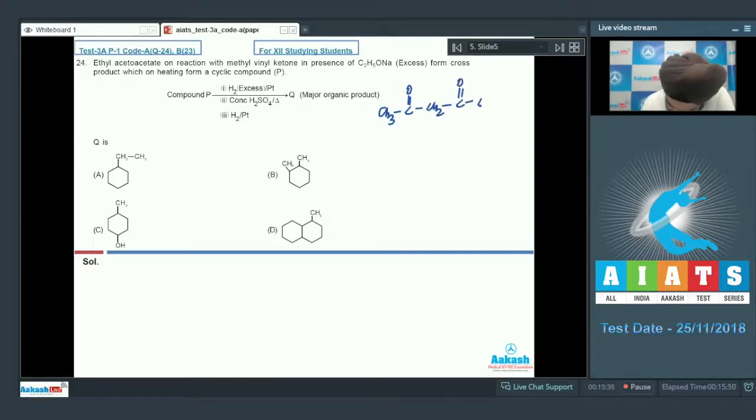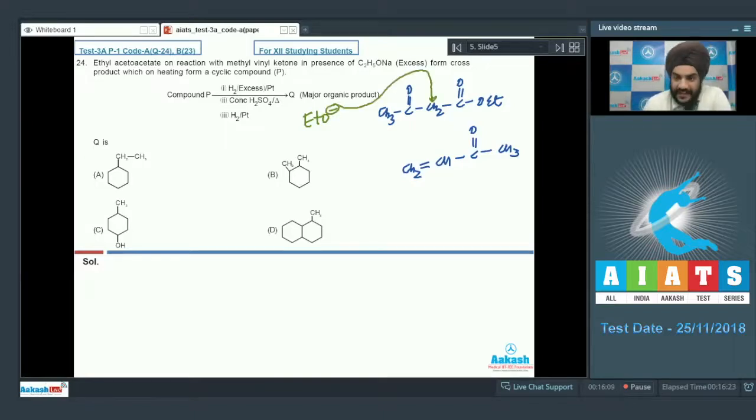ethyl acetoacetate has an active methylene group and we have a methyl vinyl ketone. And this is subjected to reaction with EtO minus. Students, the EtO minus is a strong base and it is going to extract the hydrogen present on the active methylene. So it is going to generate a carbanion. That carbanion is resonance stabilized by two carbonyl groups. So this nucleophile thus generated will attack on the compound given below, as the examiner seems to be interested in the cross product formed by the reaction of these two.